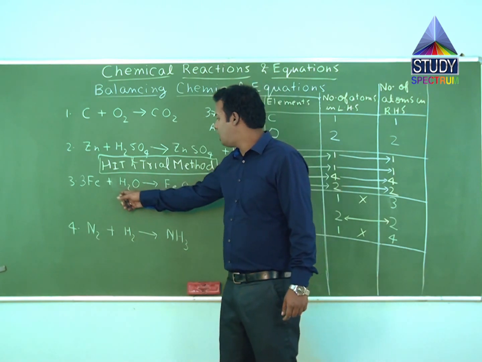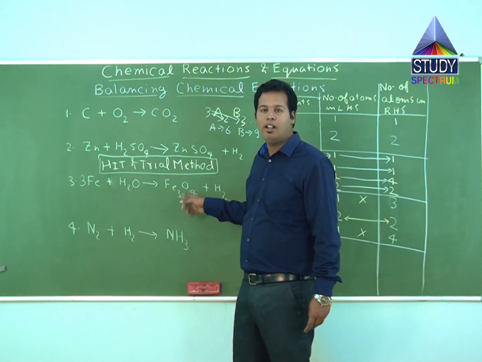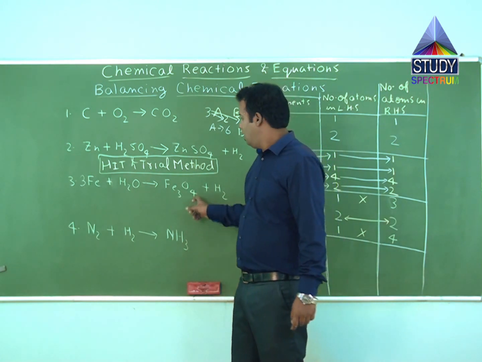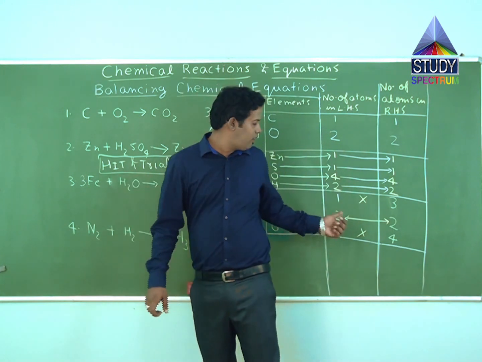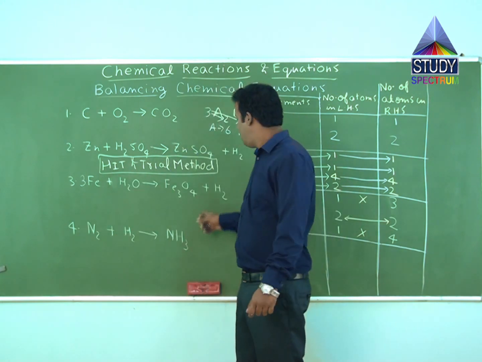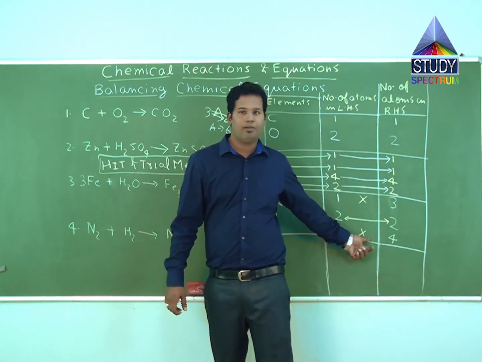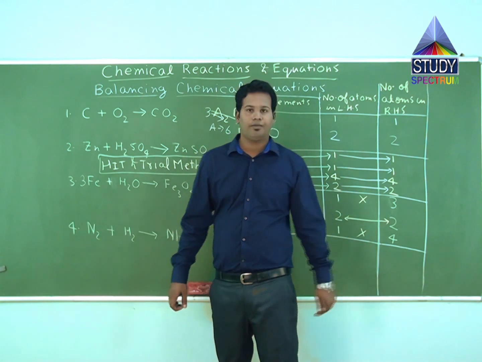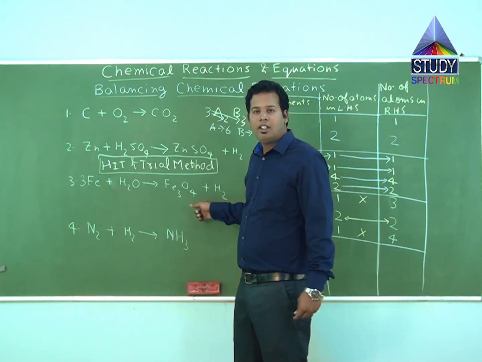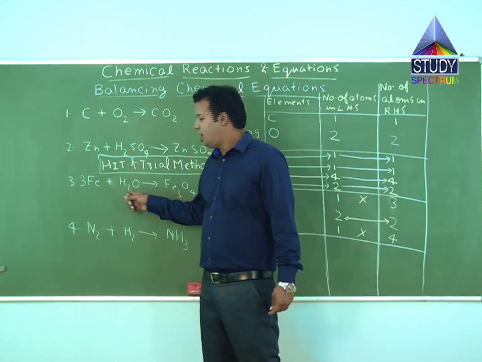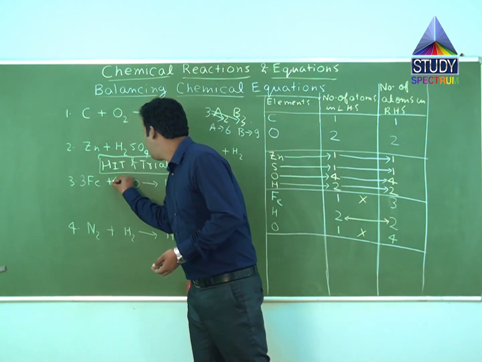Now let us try to balance oxygen. Since hydrogen is balanced, there are 2 hydrogen atoms in LHS and there are 2 hydrogen atoms in RHS, we will try to balance oxygen now. The number of oxygen atoms in LHS is only 1, correct? That is what is written in the column also. Whereas the number of oxygen atoms in RHS is 4, that is what is written in the column also, correct? The last one, 1 and 4. So since the number of oxygen atoms in RHS is 4 and in LHS is 1, I will place 4 just before H2O.